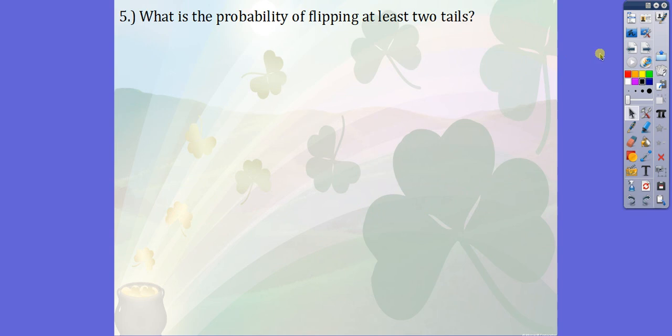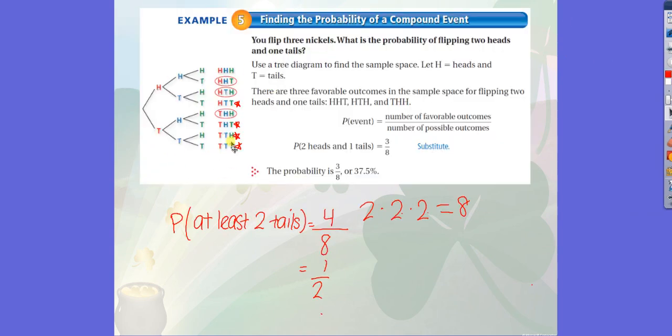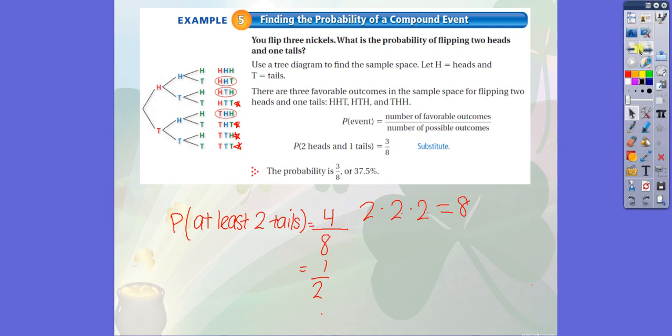And then this example, flipping at least 2 tails, we just went back to this instead of recreating it, and we looked at our list, and the ones with the stars, 4 have at least 2 tails, so that means 2 or more out of 8, or 1/2.